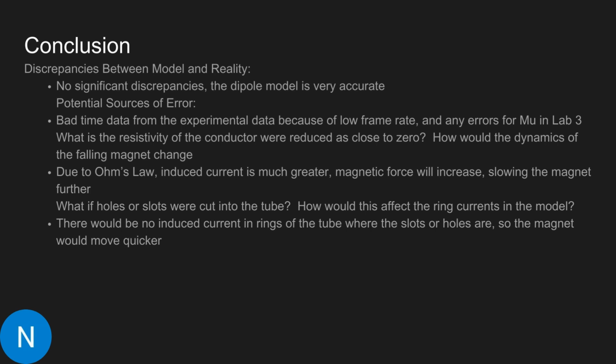What if the resistivity of the conductor were reduced to close to 0? How would the dynamics change? Due to Ohm's law, induced current is much greater. So then magnetic force will increase, slowing the magnet further.